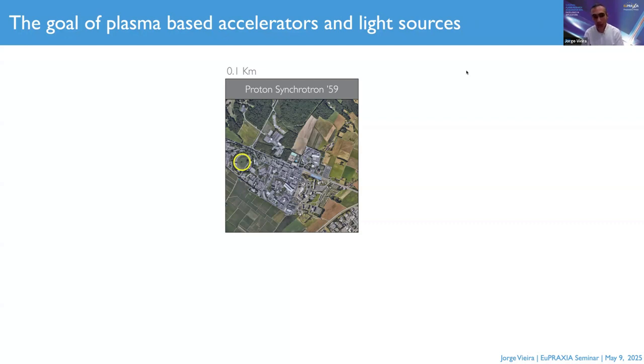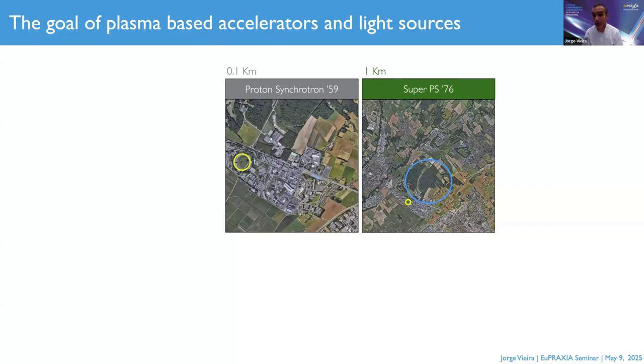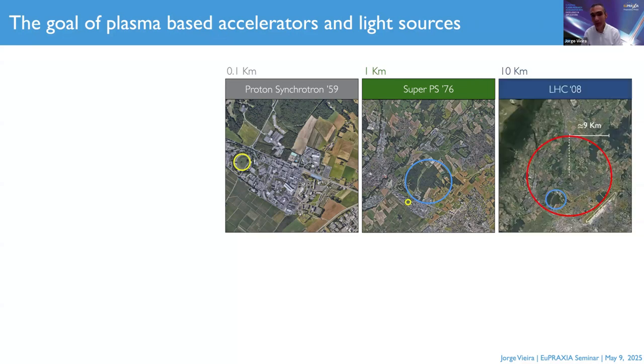So after these first successful experiments, it was decided to build a bigger accelerator. This was called the Super Proton Synchrotron and built in '76. This is again a circular accelerator, but the radius now is 1 kilometer, so 10 times longer than the Proton Synchrotron. And again, the accelerator worked very, very well, and this culminated recently with the construction of the Large Hadron Collider, also at CERN, and this is yet a bigger circular accelerator with a radius of nearly 10 kilometers. So another tenfold increase on the size, on the radius of this circular accelerator.